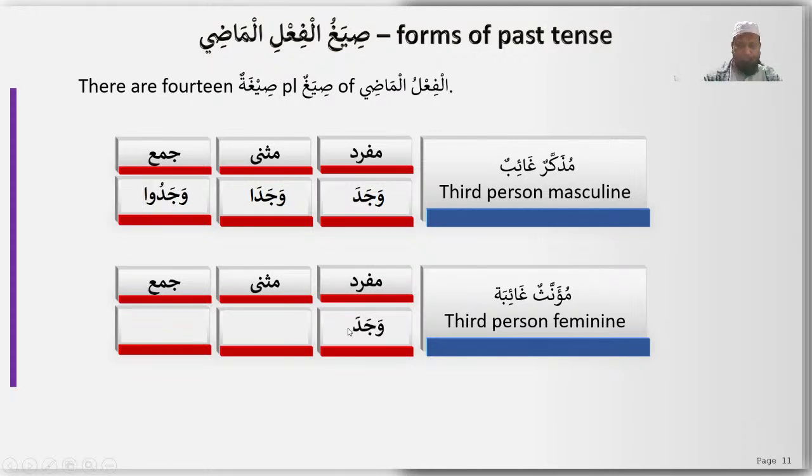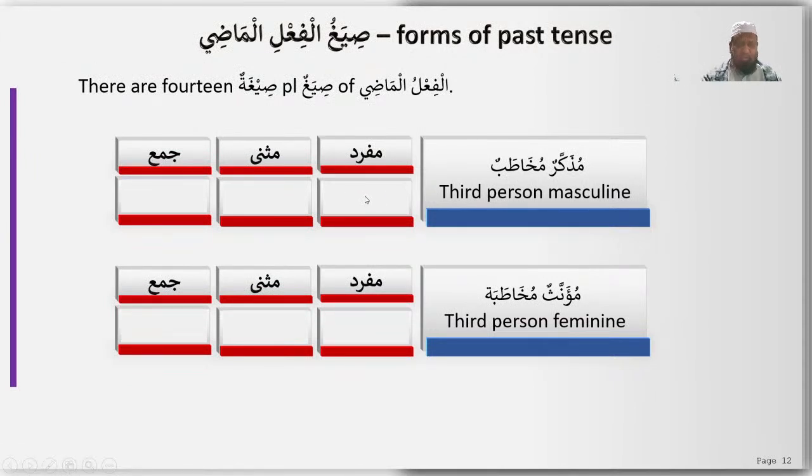wajadu, wajadat, wajadata, wajadna. 6 sigas of غائب, 3 for مذكر, 3 for مؤنث. وجد, وجدا, وجدوا, وجدت, وجدتا, وجدن.